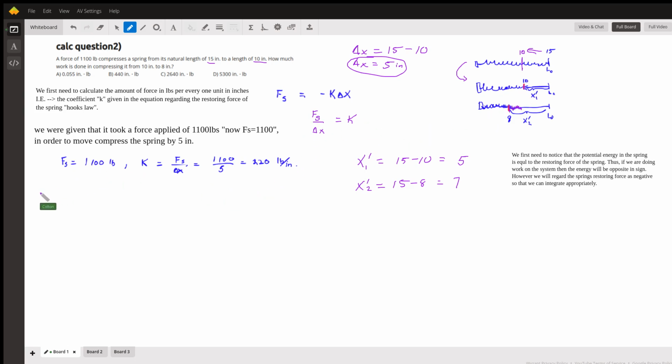So if you set up your integral for your work, we need to put the k in here, and that's because of the units. I'll show that. Because k is going to be in units of pounds per inch. That was that 220 pounds per inch that we had. You're going to be going, of course, changing in x so many inches. That being from the x prime 1, that being 5 to 7 here.